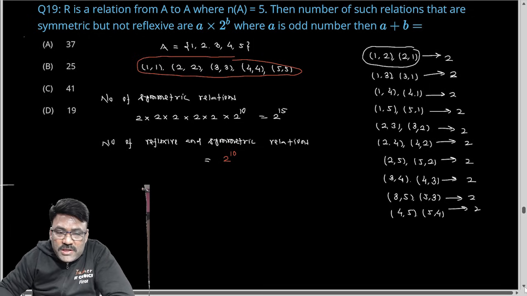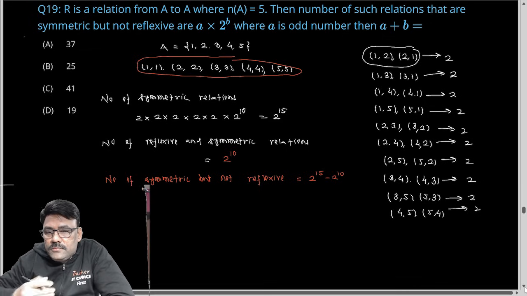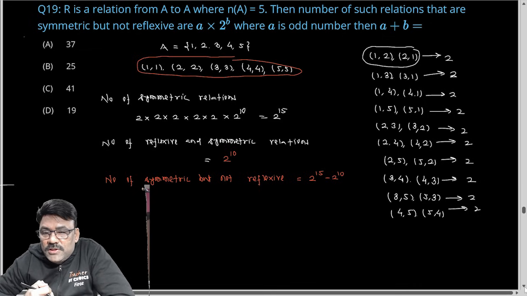So then how many relations are symmetric? Number of symmetric but not reflexive relations. Symmetric but not reflexive, so that will be 2 raised to 15 minus 2 raised to 10.